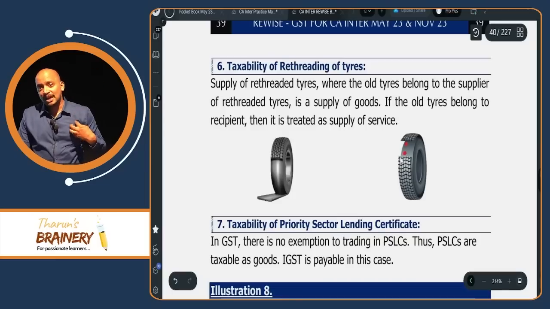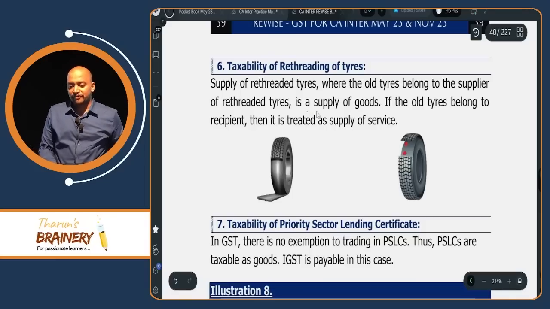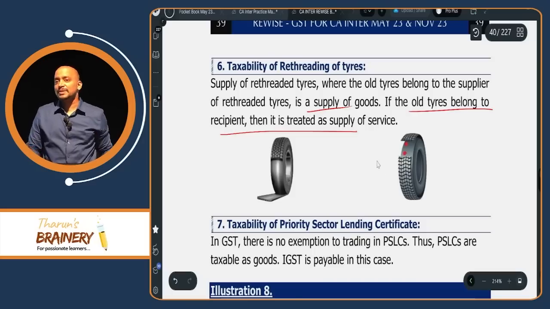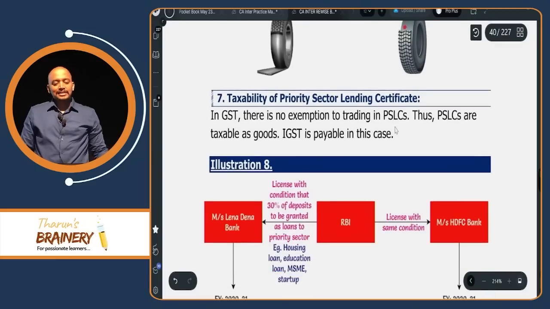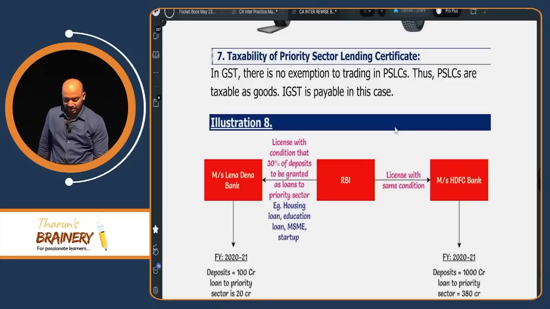Supply of a retreaded tire, where the old tire belongs to the supplier. Old tire belongs to the supplier means what? I have purchased the old tire and I am giving it to you, then it is a supply of goods. If the old tire belongs to the recipient, it is yours only, I am just doing the retreading, it will be a supply of service. Then taxability of priority sector lending certificates.